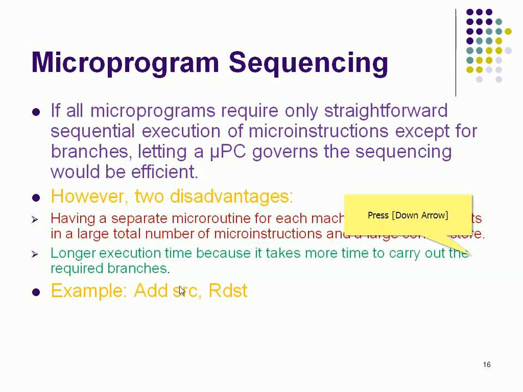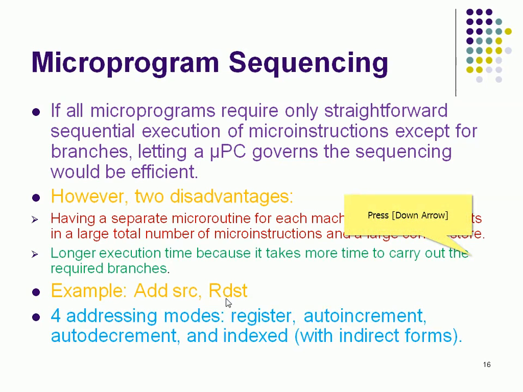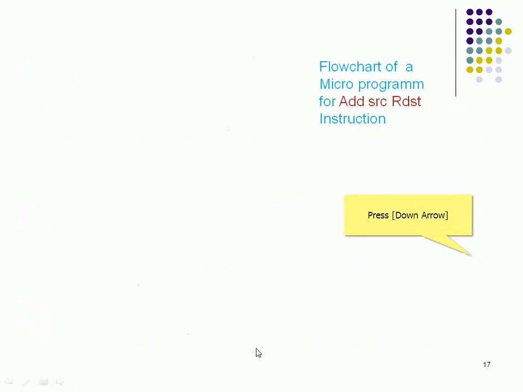Example: Add source, Rdestination. There are 4 addressing modes: register, auto increment, auto decrement, and index. So these 4 addressing modes are going to be supported here. Let me show the flowchart of the microprogram for the Add source to destination, that is Rdestination, instruction.